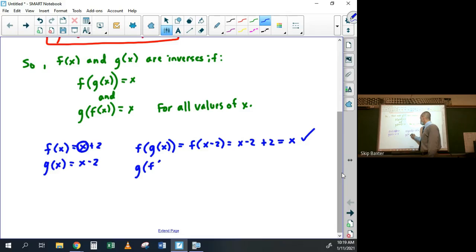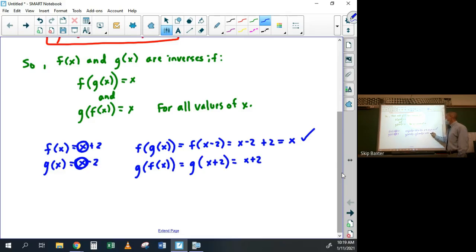g of f of x would be g of x plus 2. So now I'm going to go to g, and I'm going to replace this x value with x plus 2. So I get x plus 2 minus 2, which is x. Awesome. They undo each other. I mean, it was kind of obvious to see that right from the beginning, but it won't always be that obvious. So that's how you can test to see if functions are inverses of each other. A more interesting question would be, if you have a function, how can you find its inverse? So that's what I'm going to focus on today.